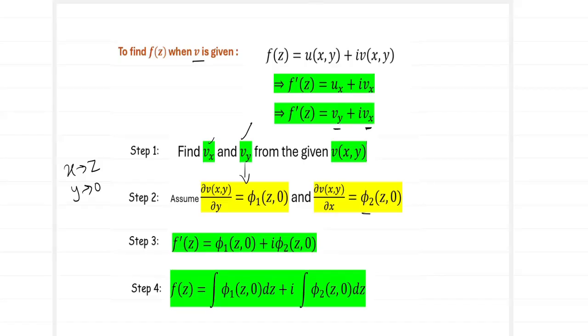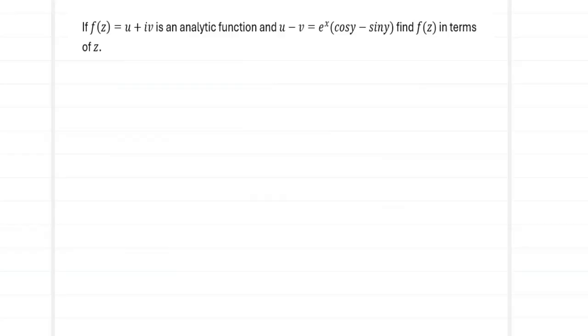Now moving on to a level higher than this. What we have is f of z is equal to u plus iv, an analytic function, and we have been given u minus v to be equal to e power x times cos y minus sin y. So we have been asked to find f of z in terms of z.